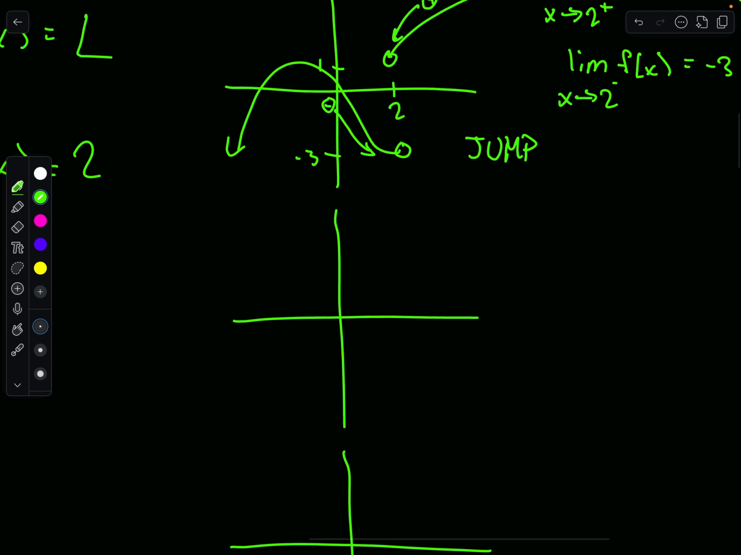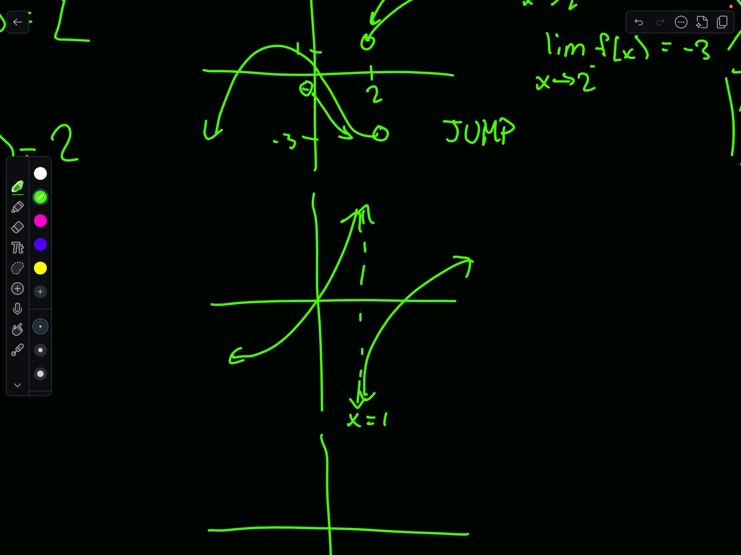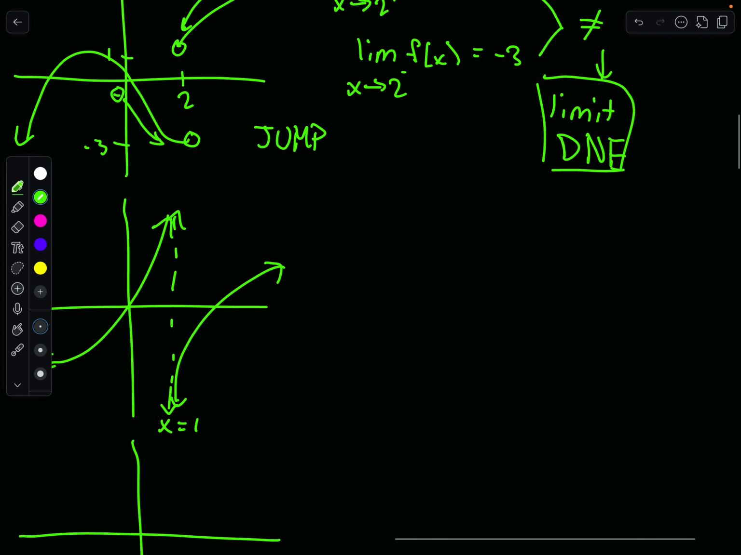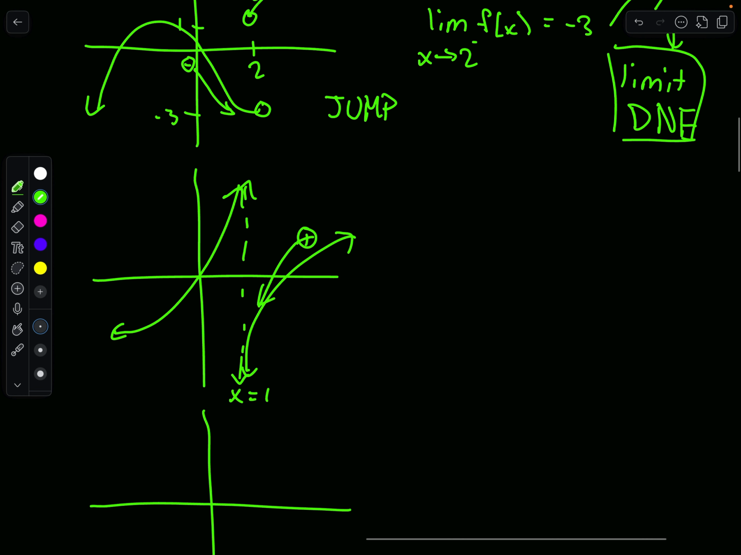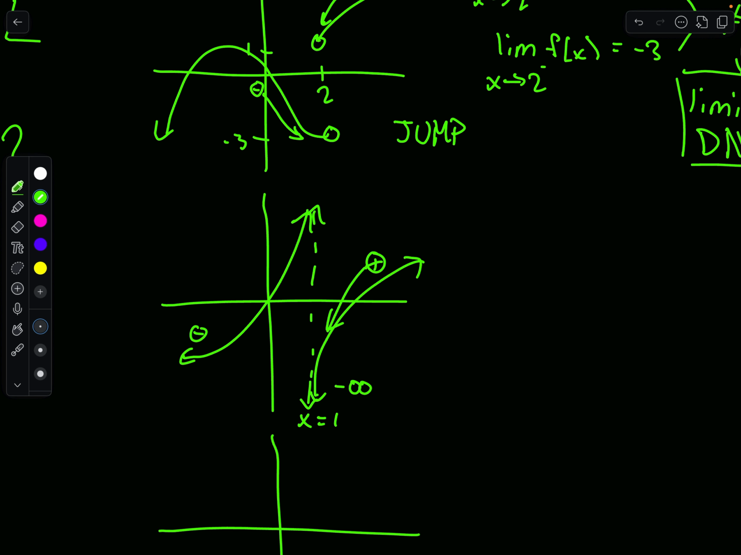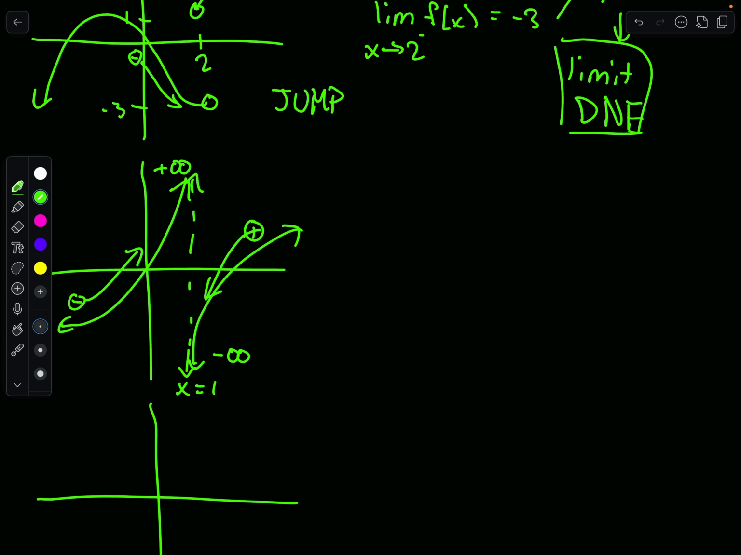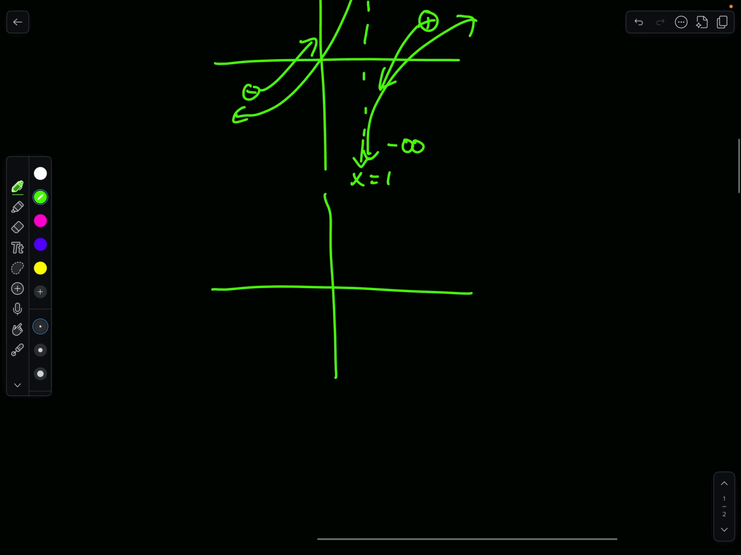The next one is when you have a vertical asymptote. So we'll say that we have a function here with a vertical asymptote at x equals 1. From the positive side, as x approaches 1, we see that you get closer and closer to negative infinity. From the negative side, you see that f of x gets closer and closer to positive infinity. This is the next scenario of when a limit does not exist.